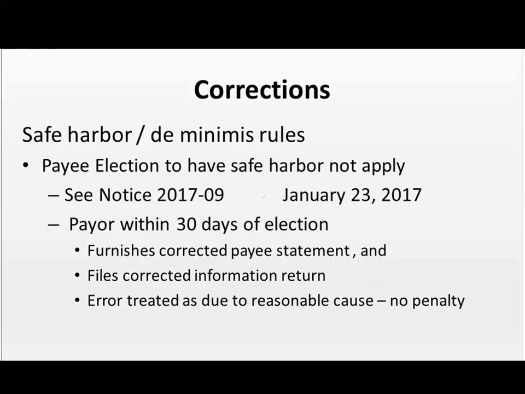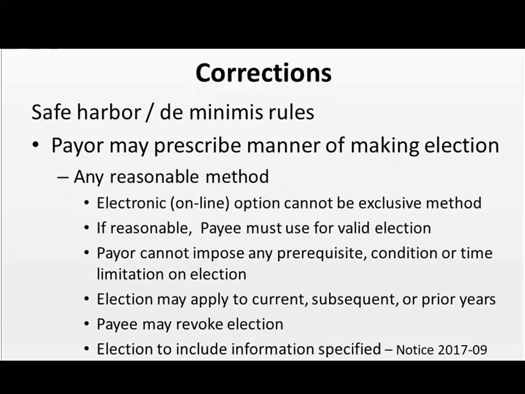Now, for details on this, you'll want to see Notice 2017-9, issued on January 23rd, 2017. It's got a lot of other information in there that you need to know. For example, the payer may prescribe the manner of making the election, and it lists a bunch of conditions there. Any reasonable method works, however, an electronic online option cannot be the exclusive method. If it's reasonable, the payee must use it for a valid election. The payer cannot impose any prerequisite condition or time limitation on the election other than those indicated in the notice. For example, you can't say, well, within 60 days you must tell us if there was an error on it.